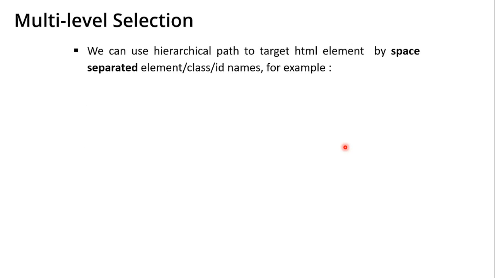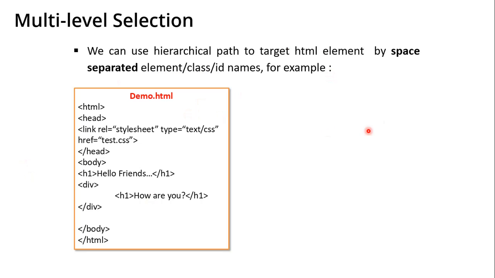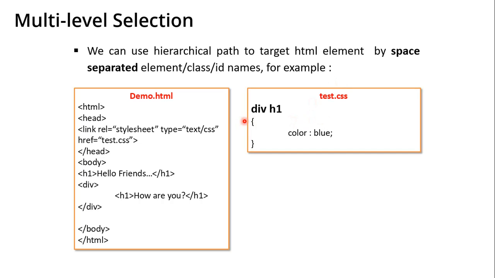Multi-level selection: we can use a hierarchical path to target an HTML element by space separated elements, class, ID names. So for example, see here we have color blue and we are using div h1, so that h1 will be inside the div. Here we have an HTML header, same, and in body we have an h1. In the first h1 I am writing hello friends. Now I am dividing, so I am using a div tag, div start, div close. Now in div I am writing h1, so h1 how are you, h1 close.